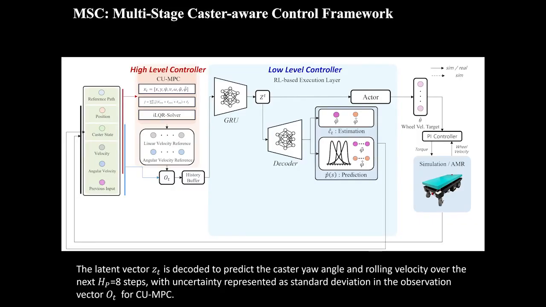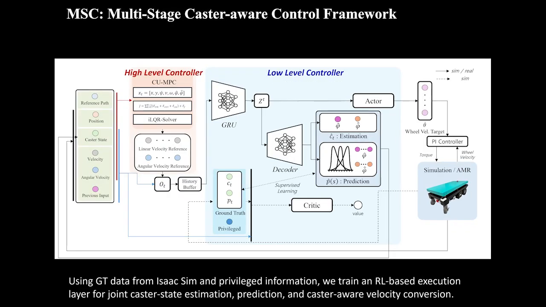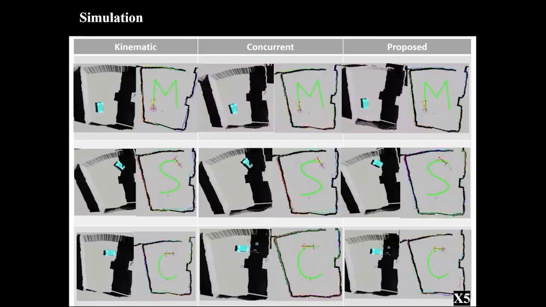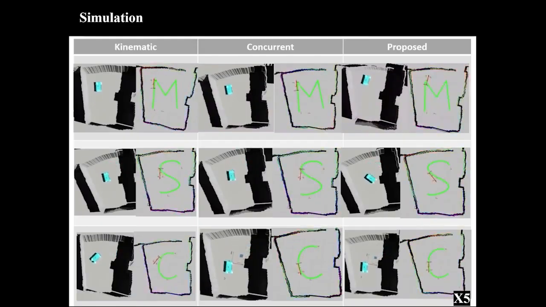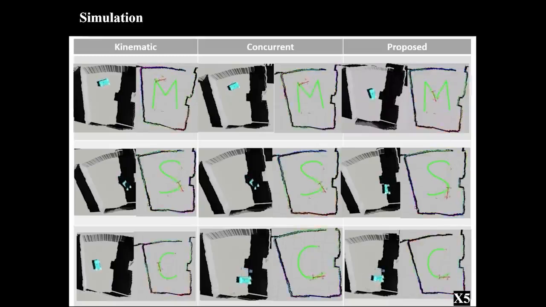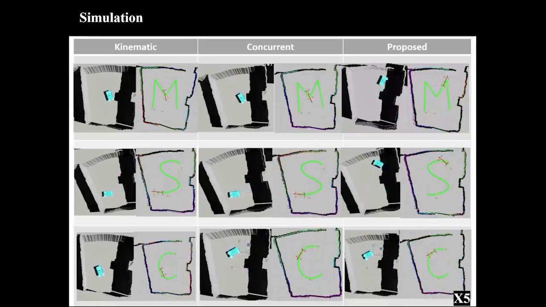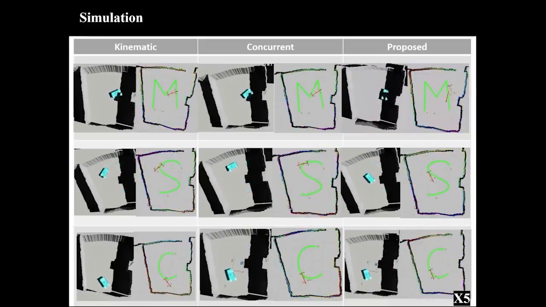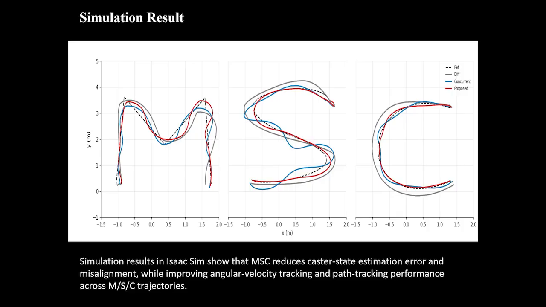For CU-MPC, using GT data from Isaac Sim and privileged information, we train an RL-based execution layer for joint caster state estimation, prediction, and caster-aware velocity conversion. This video shows simulation results in Isaac Sim along M, S, and C-shaped paths. Simulation results in Isaac Sim show that MSC reduces caster state estimation error and misalignment, while improving angular velocity tracking and path tracking performance across MSC trajectories.